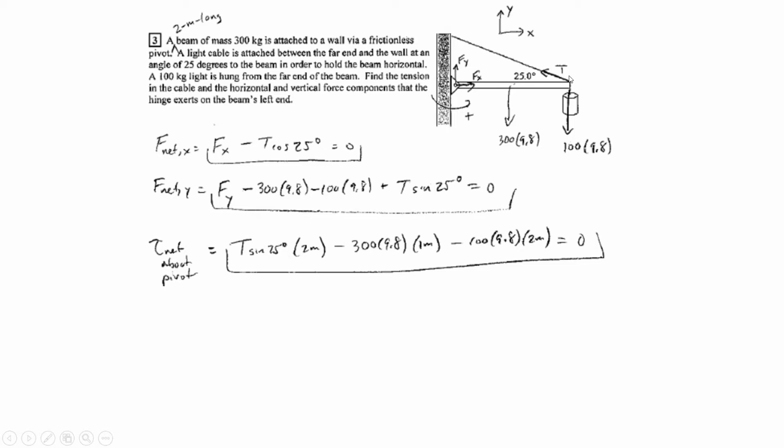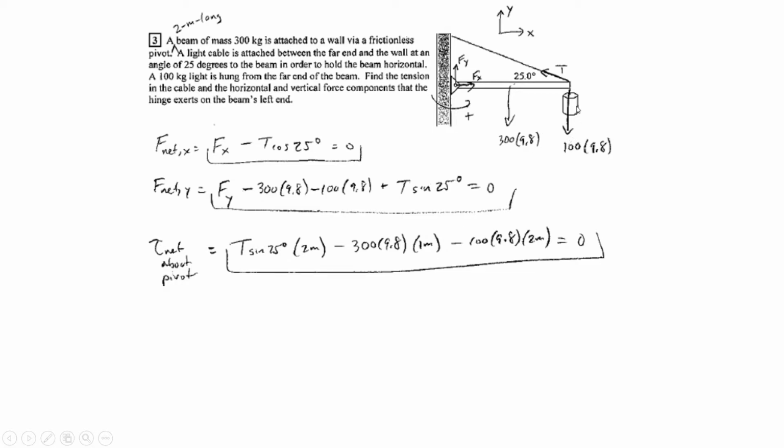So I get T times the sine of 25 multiplied by r, which is 2 meters. That comes in with a plus sign because that T is trying to rotate it in the positive direction. And then I have 2 other forces that are exerting negative torques. Both of these weight forces are trying to make it rotate in the negative direction, so both come in with minus signs. 300 times 9.8, the weight of the beam, has a moment arm which is half, as if it's being applied at the center of mass, so its moment arm is 1 meter.